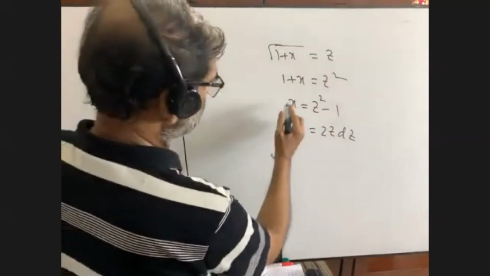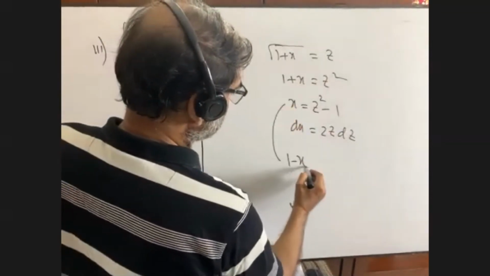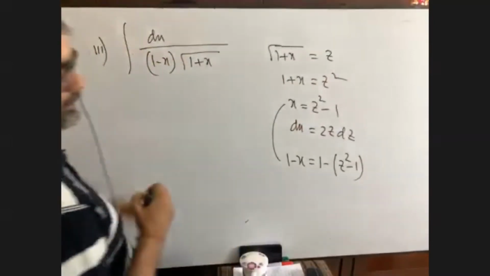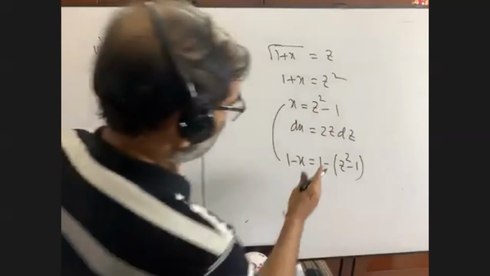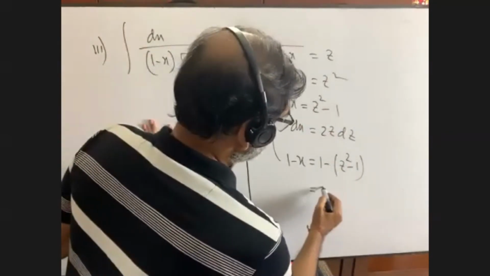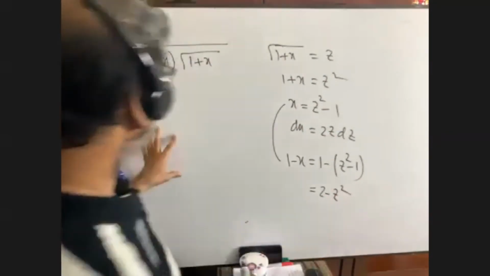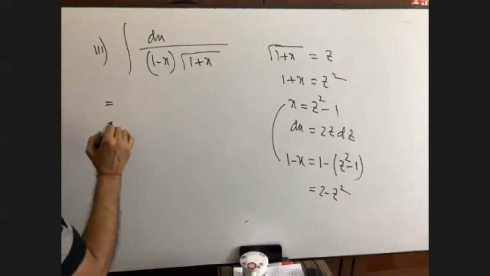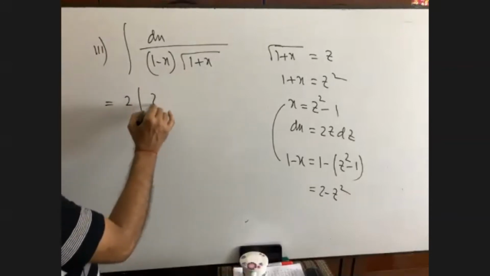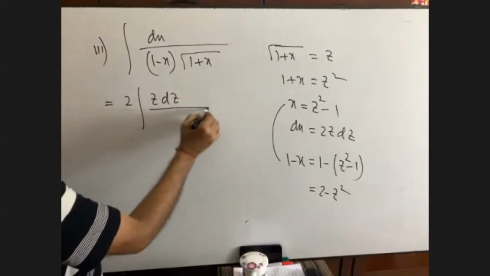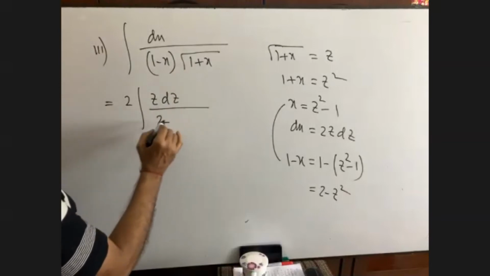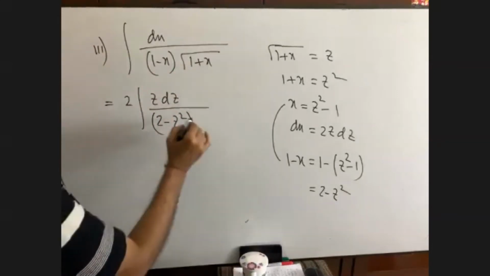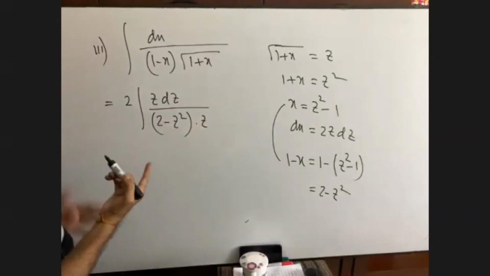Okay, very good, not a matter. From here we can write 1 minus x equals 1 minus z square minus 1, that means 1 minus minus plus 1. So we are getting 2 minus z square. Now you will just put the values. What is the value of dx? 2z dz. What is 1 minus x? 2 minus z square. What is root over 1 plus x? It is z. So our math is done, right?